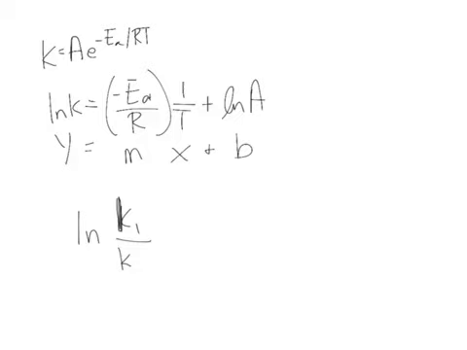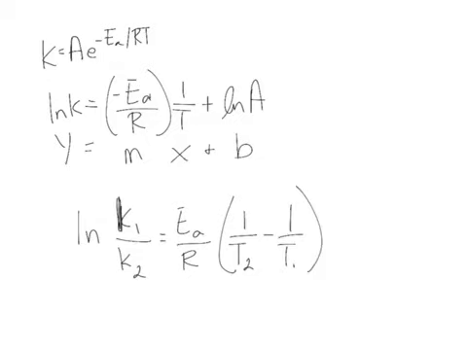K1 over K2 equals the activation energy over R times 1 over T2 minus 1 over T1. So if we have 2 different rate constants at 2 different temperatures, we can plug those into this equation and solve for what the activation energy of a particular reaction is. So let's do an example of that now.